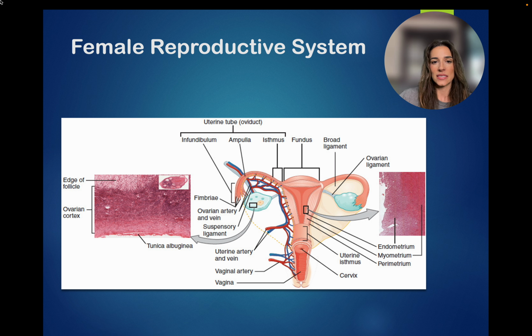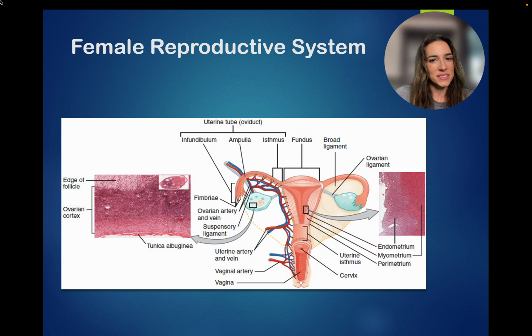Once an egg is released, it's picked up by the uterine tube, also called the fallopian tube or the oviduct. This is where fertilization typically occurs, when sperm meets the egg. The uterine tube has three important regions. The infundibulum, which is the funnel-shaped opening with finger-like projections called the fimbriae that help sweep the egg in. The ampulla, which is the widest part of the tube and the most common site of fertilization. And the isthmus, which is the narrowest portion that connects directly to the uterus.